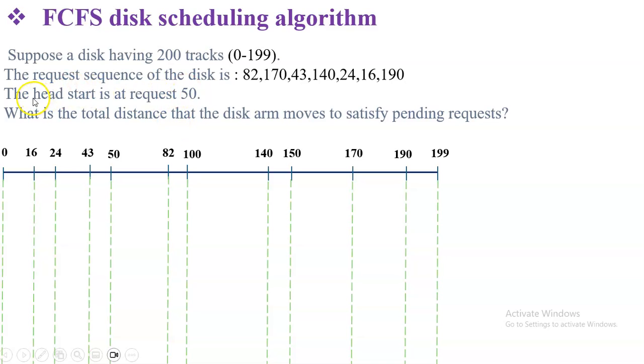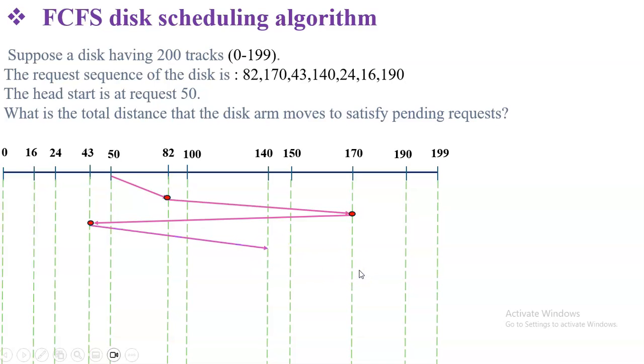As we know the head starts at 50, so we will start from the 50th position. Which request is it taking after that? It is taking 82, so it will move to 82. After moving to 82, the next request is 170. So from 82 it will move to 170. After moving to 170, the next request for the disk is 43. So from 170 it will move to 43. Then from 43 the next request is 140, so again it has to come back and move to 140.